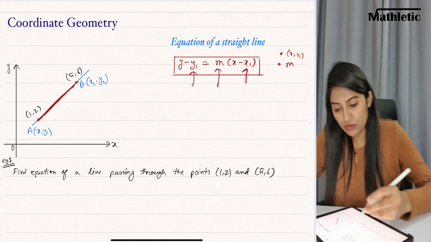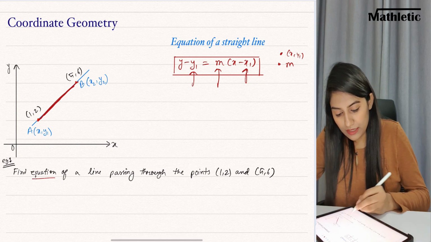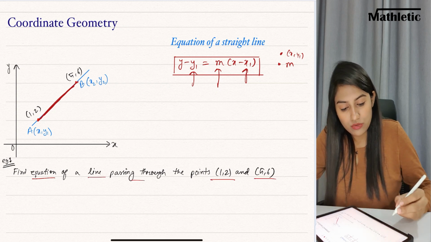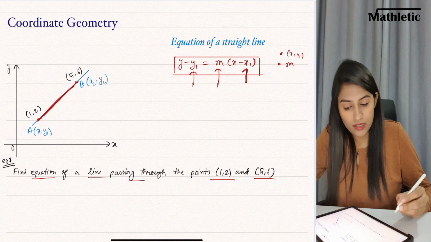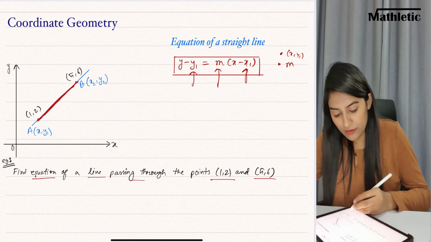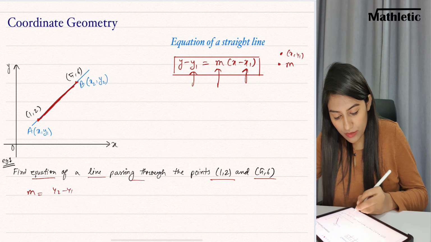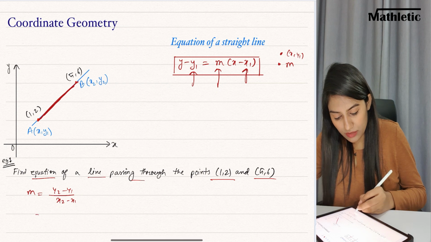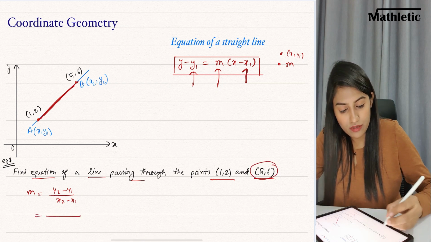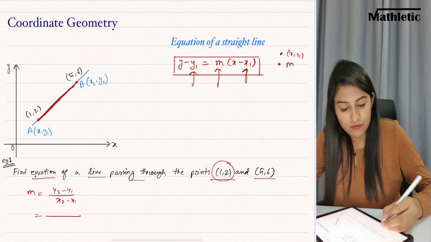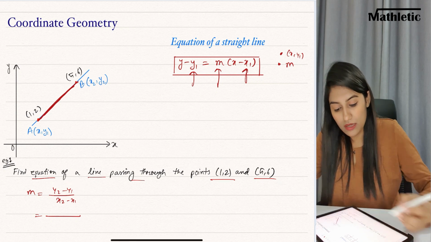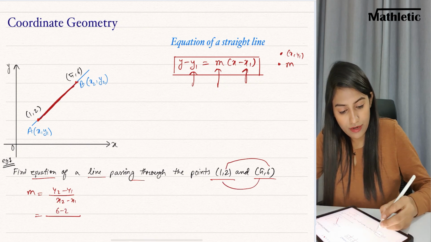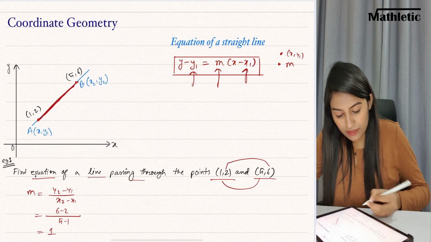Okay, so let me just solve this example 1. Find the equation of a line passing through the points (1, 2) and (5, 6). First of all, we need the gradient, right? So the gradient is (y2 minus y1) over (x2 minus x1), so I will be using this formula. (5, 6) is my second coordinate, (1, 2) is my first coordinate. I need the difference of the y coordinates, right? So 6 minus 2 over 5 minus 1. So the gradient is 1.